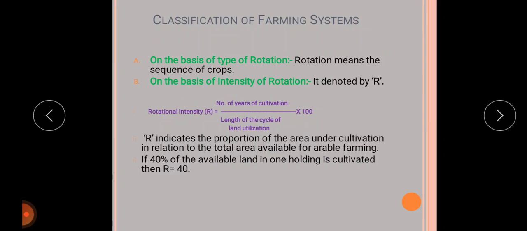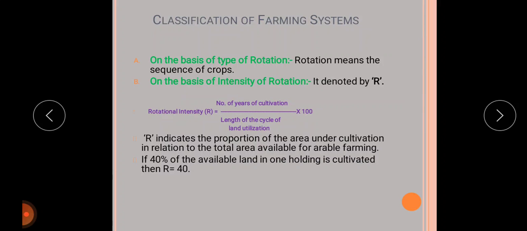Then also on the basis of the intensity of rotation, cropping according to land water supply, cropping pattern and animal activities, implements used for cultivation, and degree of commercialization. These are the different subclasses of the cultivation farming system. One by one we discuss here. The first one is on the basis of type of rotation.